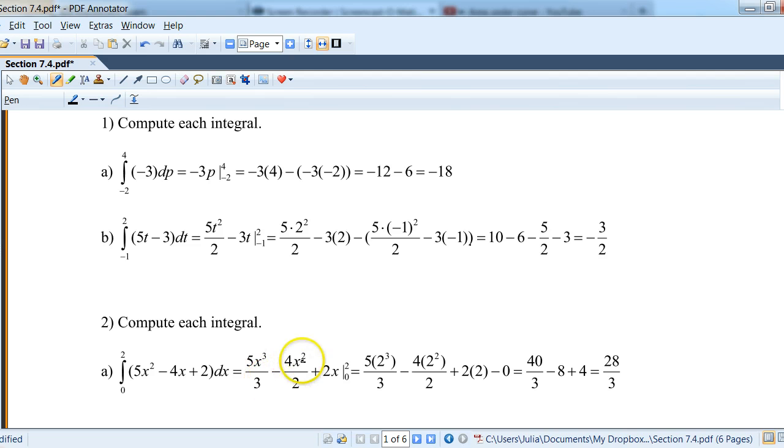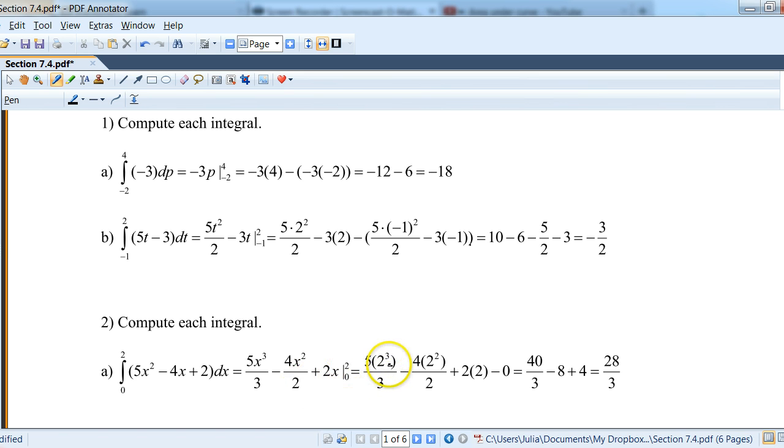5x cubed over 3 minus 4x squared over 2 plus 2x, and that's evaluated from 0 to 2. The 4 over 2, you can actually reduce this. I don't think I did it, but you could have reduced it and made it 2x squared. I think I'd do that later.